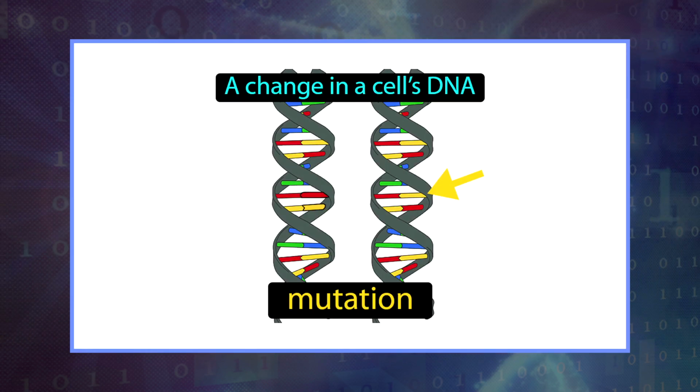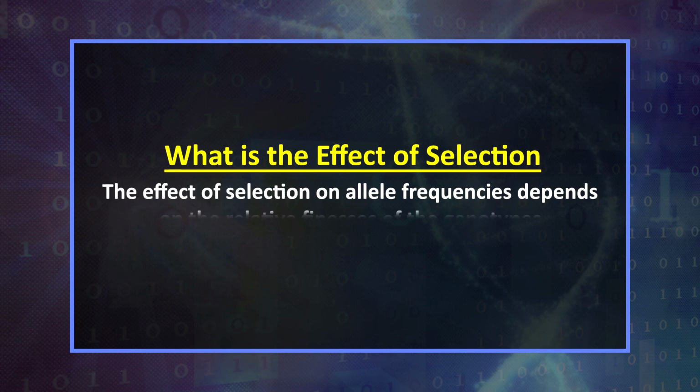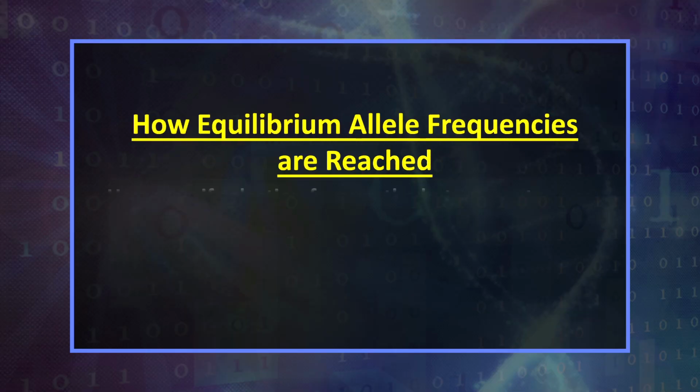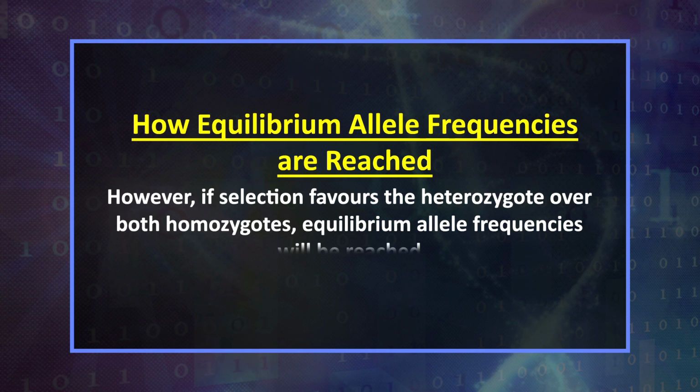Mutations are the source of variation in a population and lead to change in allele frequencies and increased heterozygosity. The effect of selection on allele frequencies depends on the relative fitness of the genotype. In general, selection will lead to the eventual loss of an allele, but a large number of generations of selection may be required. However, if selection favors the heterozygote over both homozygotes, equilibrium allele frequencies will be reached.